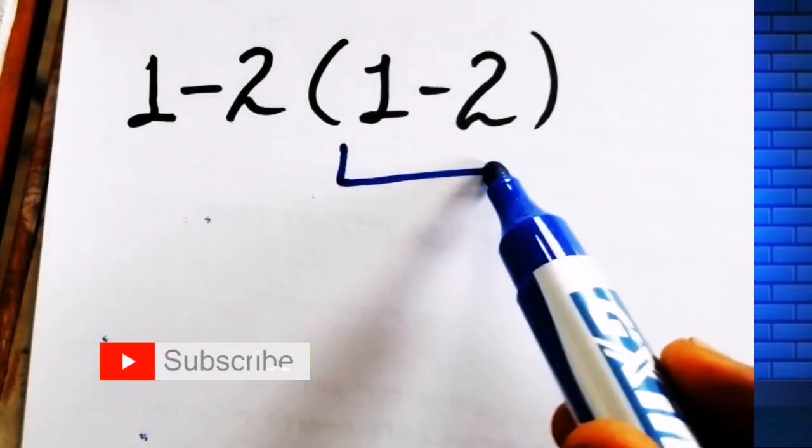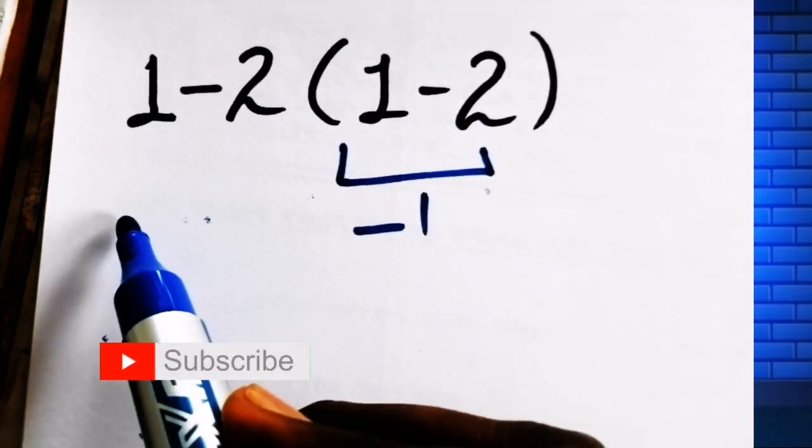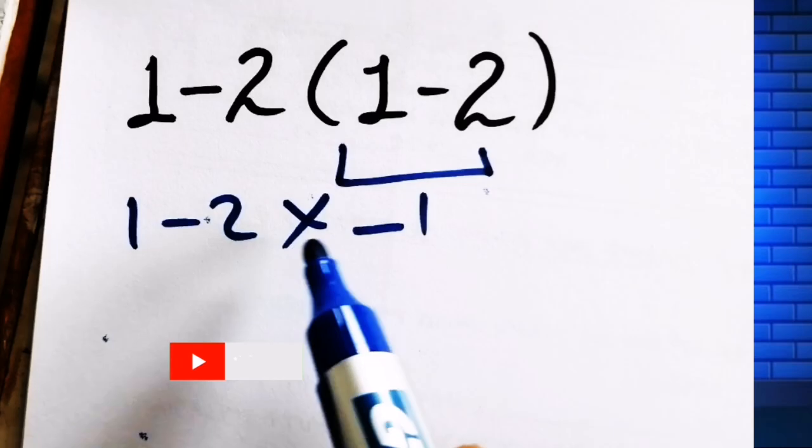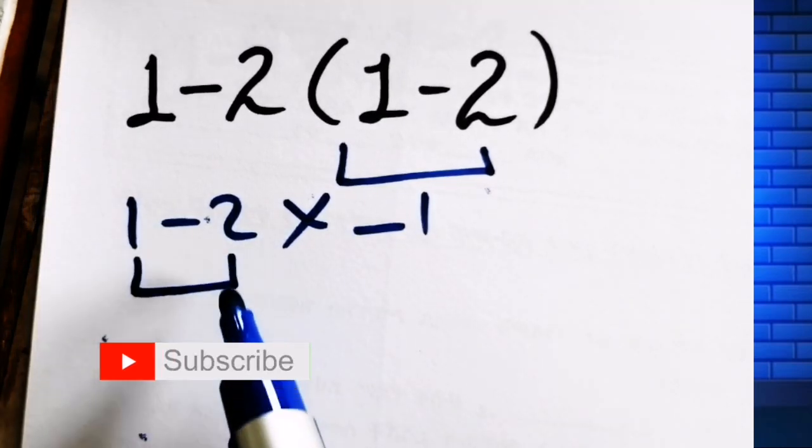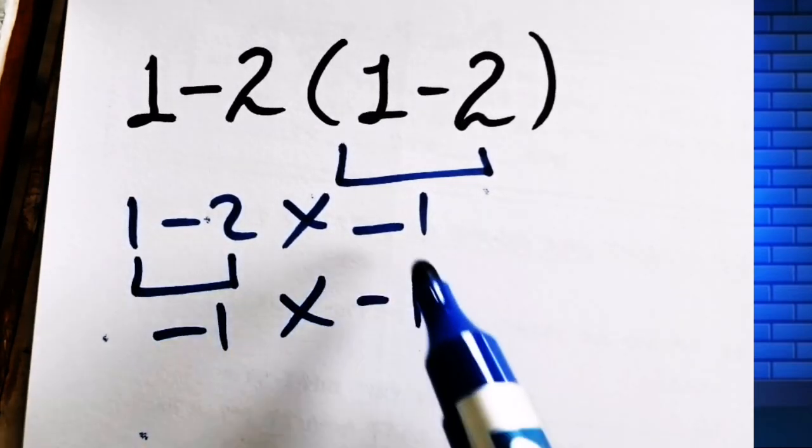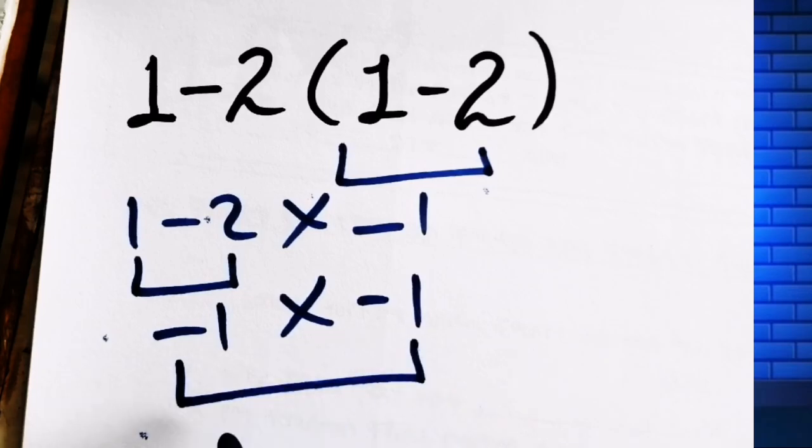1 minus 2, which gives us negative 1. 1 minus 2 times negative 1. Okay, 1 minus 2 here is also negative 1 times negative 1. Negative 1 times negative 1, which equals 1.